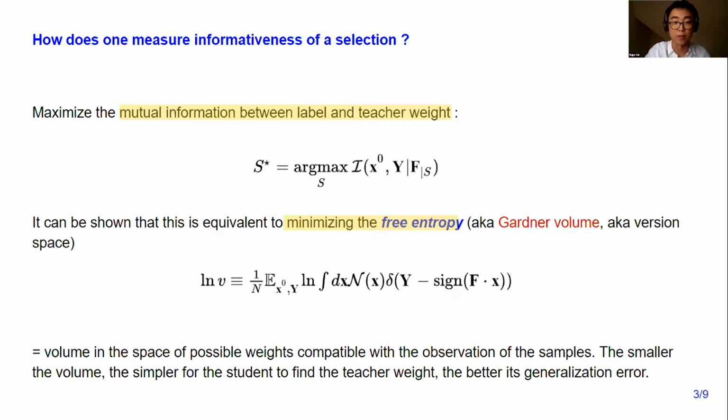So it's a rather intuitive measure of informativeness for any subset. I'd say it's the natural one. And it's all the more natural if you are versed in physics, for example. So you may play around with this expression for the mutual information and recognize what we call the entropy or the Gardner volume of the version space. So it goes by many names, but it just quantifies basically the amount of uncertainty the student has about what the true ground truth vector x0 is. And so the less uncertain it is, the better its generalization ability, and so on.